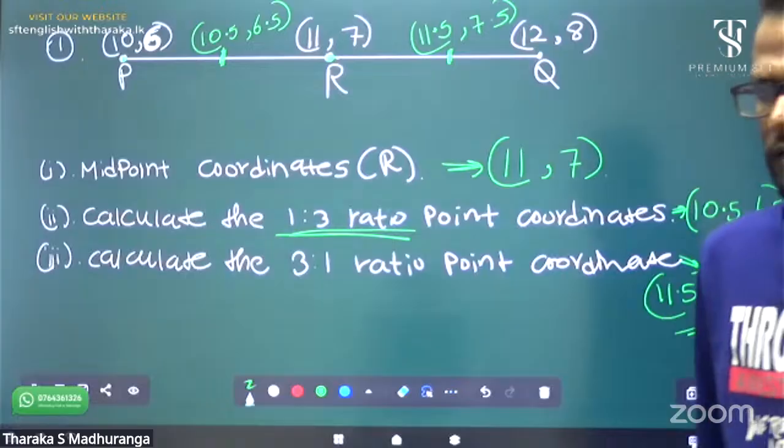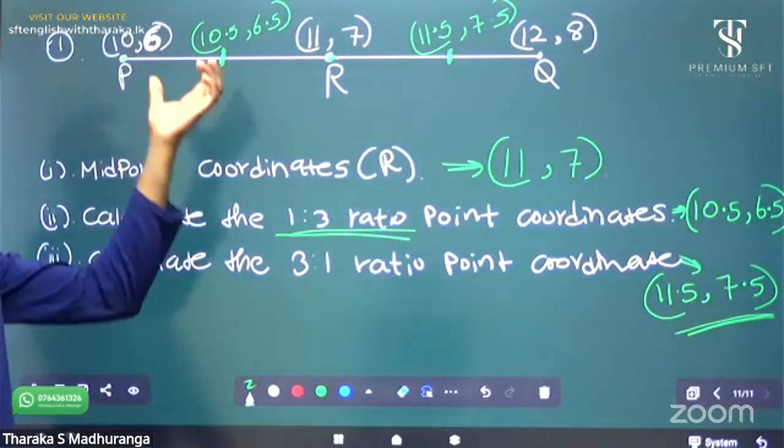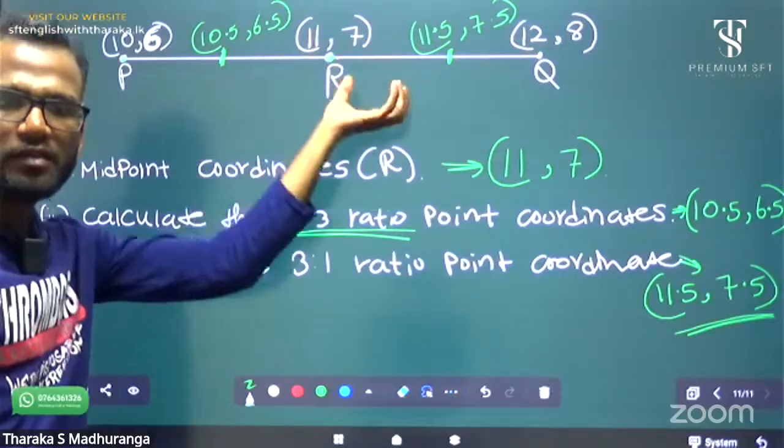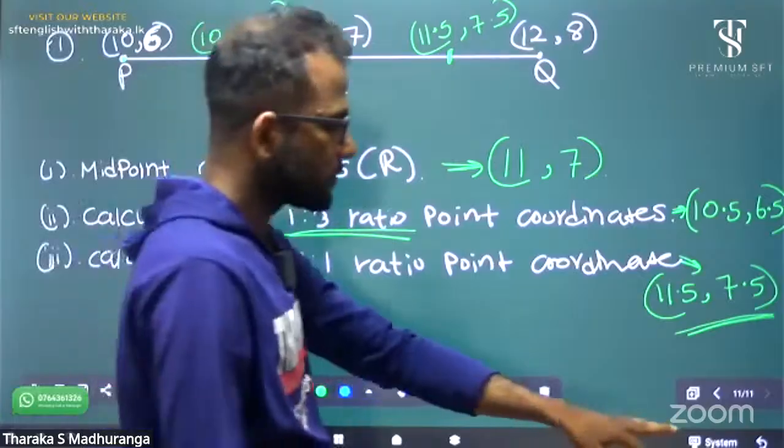Ratio points. Okay, that's enough. If you know the midpoint coordinates, the same method, right? Midpoint again and again midpoint. Hard.